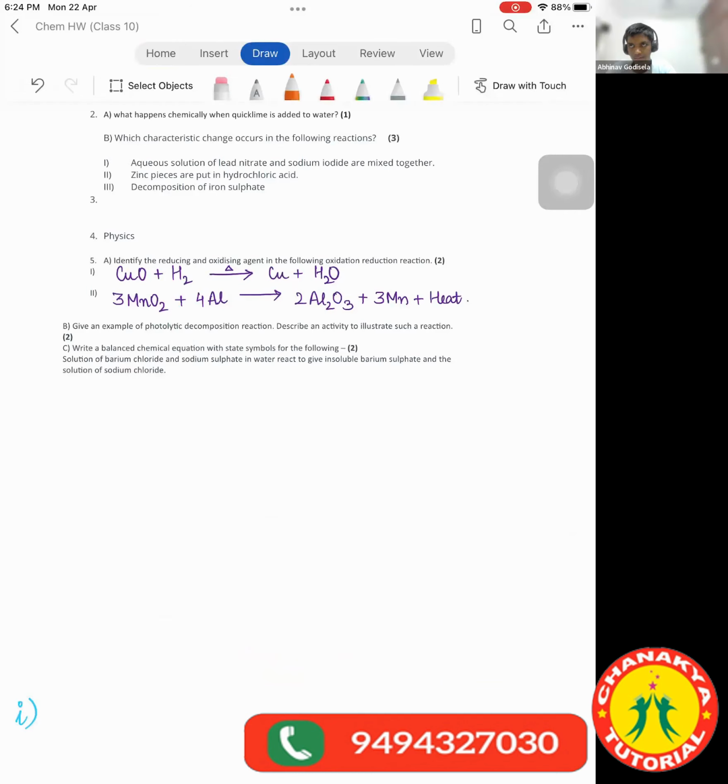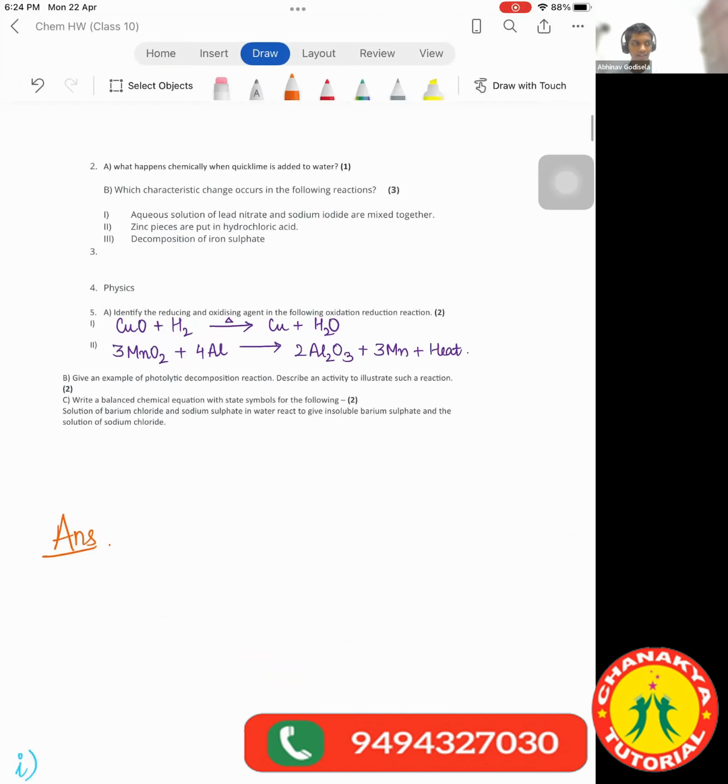Ma'am, I know slaked lime because it's in the running notes from my school. It is? From my school, ma'am. Slaked lime. Okay. Same, ma'am.